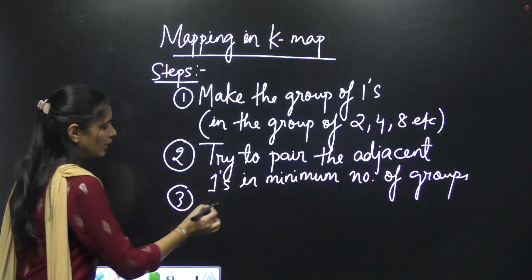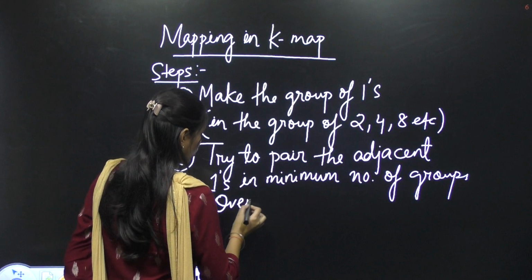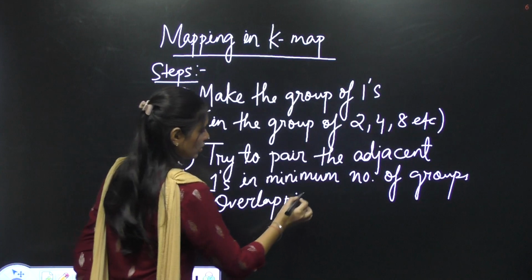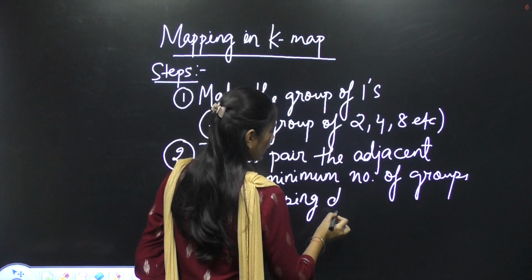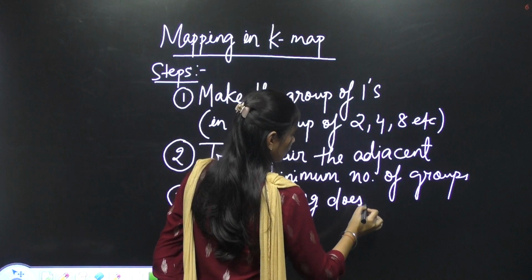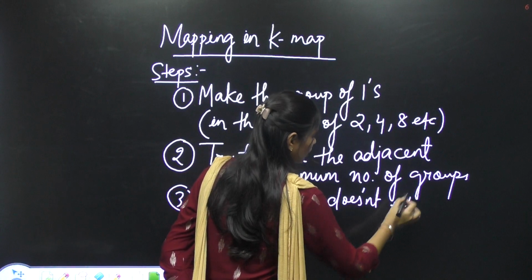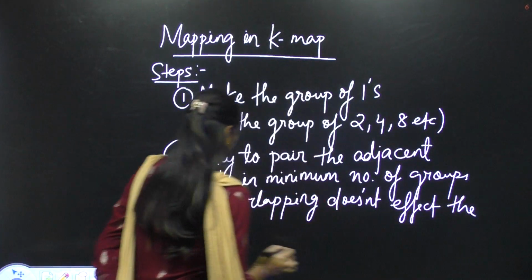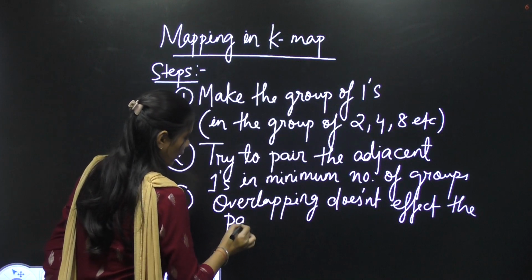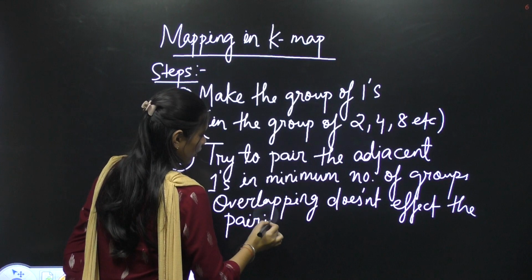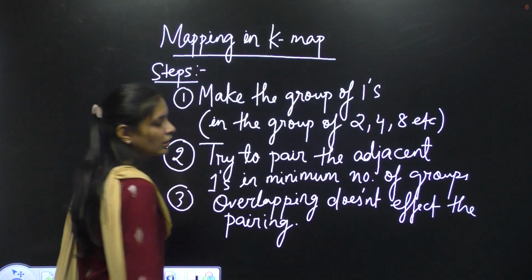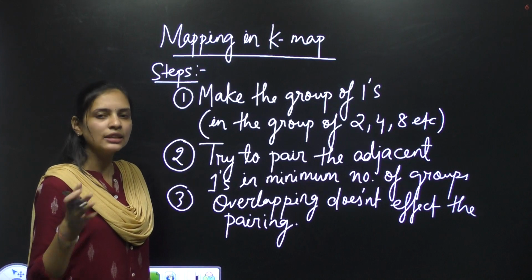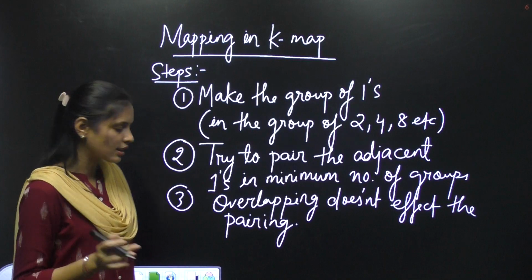And the third step is overlapping does not affect the pairing. In case the ones you are grouping overlap with each other, that doesn't matter. Overlapping is also considered necessary.